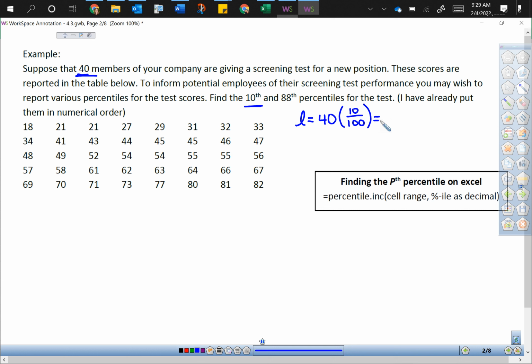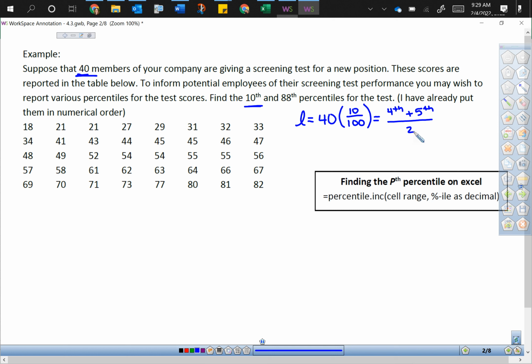Here's what that means. You need to take 4 and the next integer, which is 5. So you're going to take the 4th number in the list and add it to the 5th number in the list and divide it by 2. Okay? So 4 and 5 are not like numbers. That's not your answer. 4 is not your answer. They're saying the 10th percentile is your 4th term added to your 5th term divided by 2.